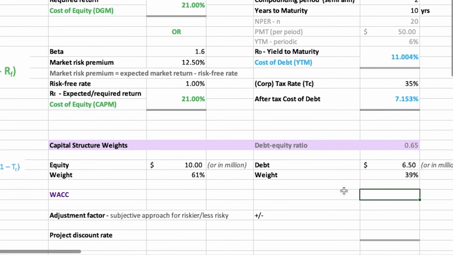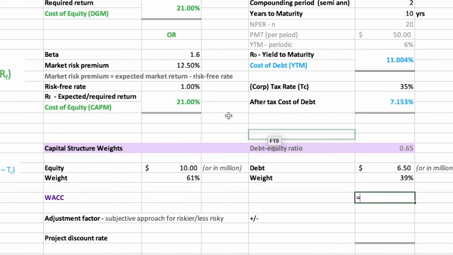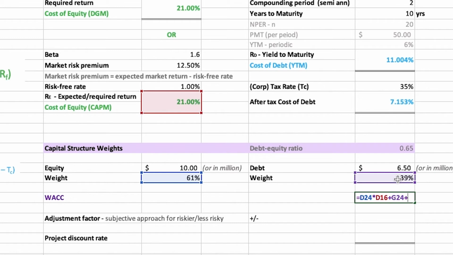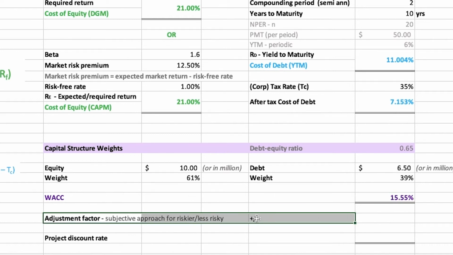So WACC, that is pretty easy. We just based on this formula on the left side, is weight of equity times the cost of equity plus weight of debt times cost of debt, but that's after tax. And then that is 15.55%.